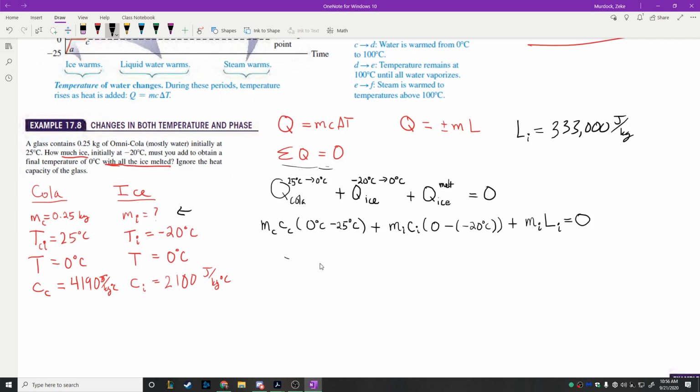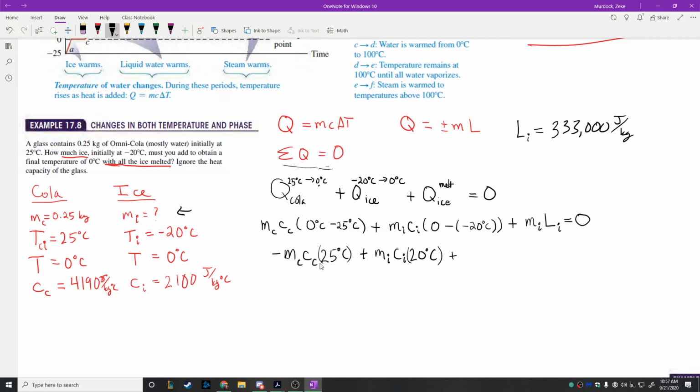This 0 is the final temperature, and the initial temperature was this. Okay, so we've got some terms here that are just 0, and we're solving for mass of ice, right? So let's work it out. What we have is MC, specific heat of the coffee or cola, times negative 25, so we'll just put negative 25 degrees Celsius. This one, MICI times 0 is 0, but then you've got the negative 20, so plus mass of the ice, specific heat of ice, and then times 20.